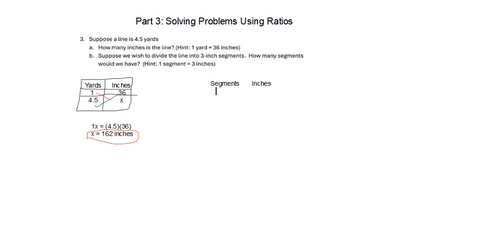All right, and what we know is 1 segment is equal to 3 inches, and we already know that there are 162 inches, but we don't know the number of segments. So I'm just going to put y under segments and place 162 under inches, like so. All right, let's make a little table.